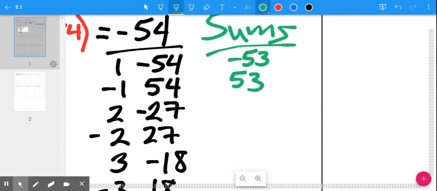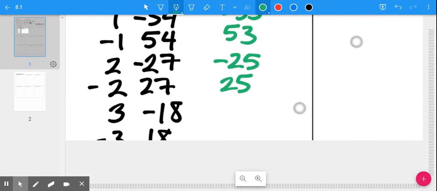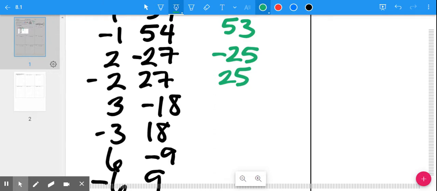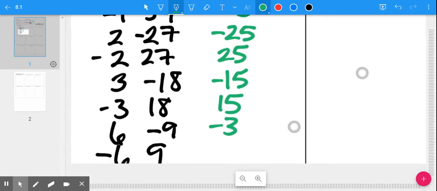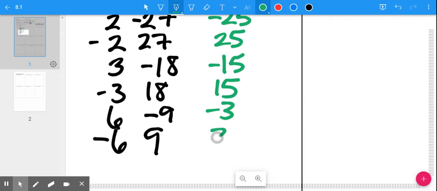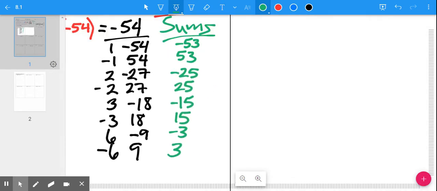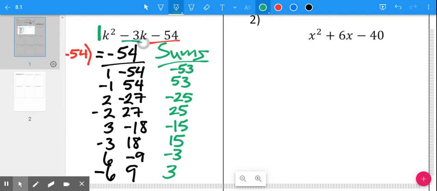2 plus negative 27 is negative 25. Negative 2 plus 27 is 25. 3 and negative 18 is negative 15. Negative 3 and 18 is 15. 6 and negative 9 is negative 3. And then negative 6 plus 9 is 3. So now we have to go back to our b value. So our b value is negative 3. There's our negative 3. So the factors we're going to use are 6 and negative 9.